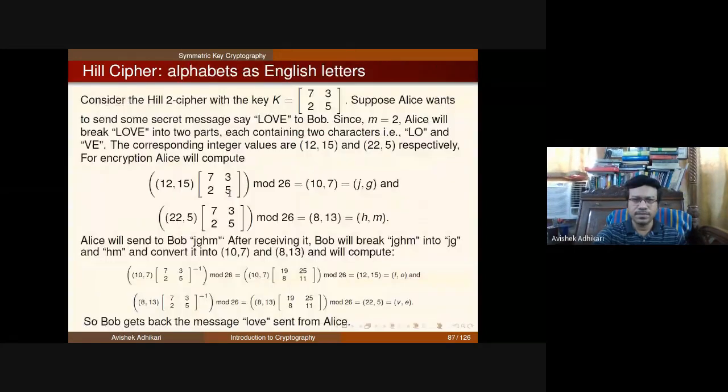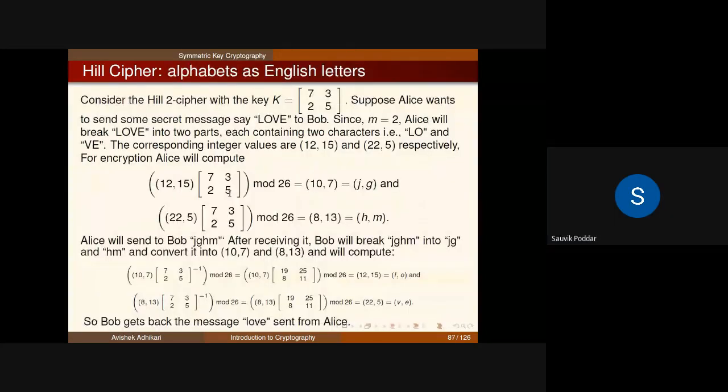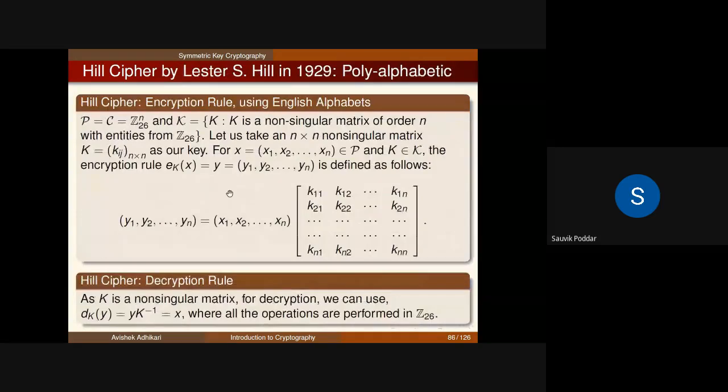Sir, my point is, how can the exhaustive search work for Vigenere cipher, because the positive integer can be arbitrarily large, and so how can you know about the key space?